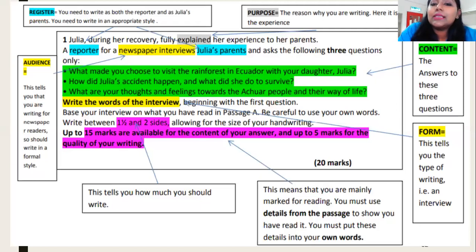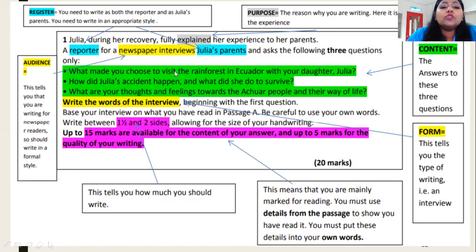Okay, so this is an example of a question for writer's effect. When you get this question, obviously the words highlighted in turquoise are basically focusing on the register. That means here you need to write as both the reporter and as Julia's parents. Okay, and again, the purpose is for you to write to explain the entire experience. Okay, and it's going to be a newspaper interview. This will obviously tell you about the format in detail.